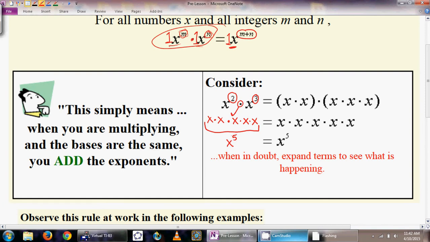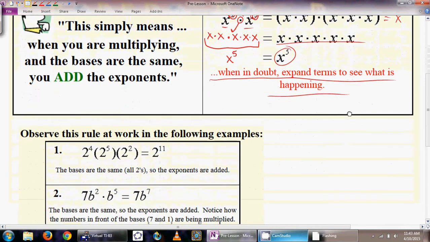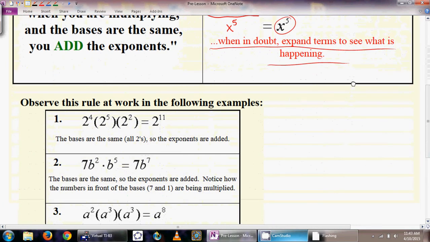That's why this rule applies: when you have like bases, like x and x, you're just adding the exponents because of this expanded form. See, this is the x squared, this is the x cubed. This is going to be equal to x to the 2 plus 3 power, to the 5 power. Well, there's 5 x's, therefore it's x to the 5th. Here's a little hint: when in doubt, expand the terms and see what's happening. It's always true. Math, you can't break.